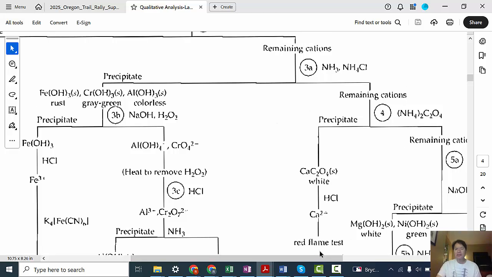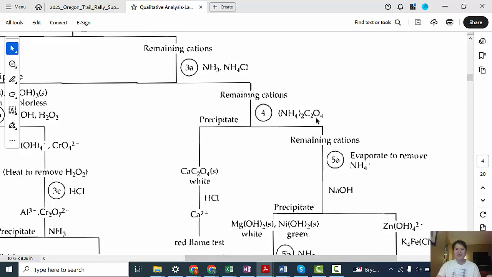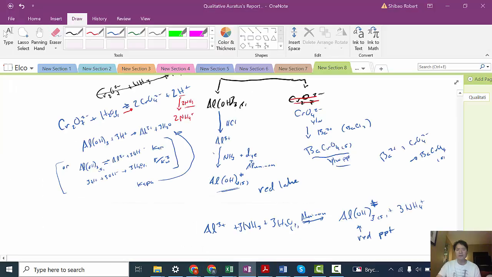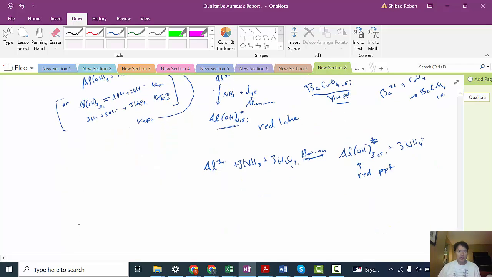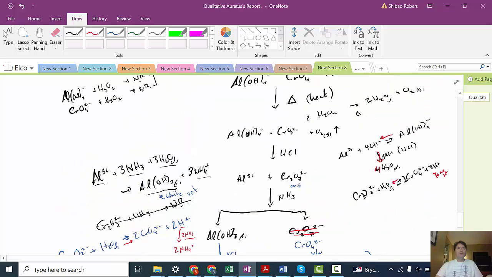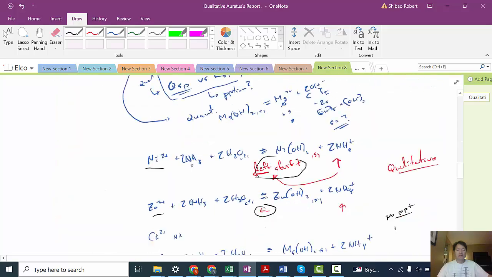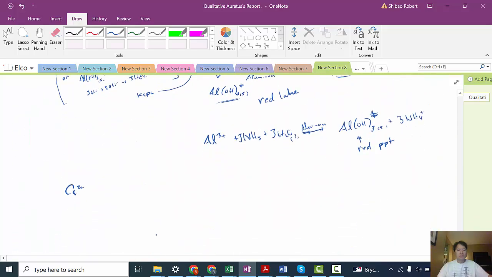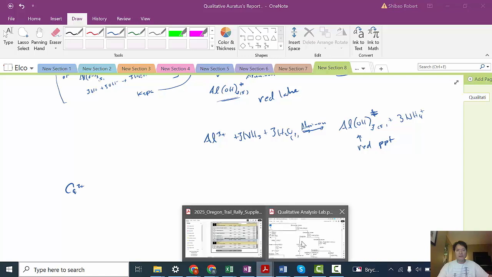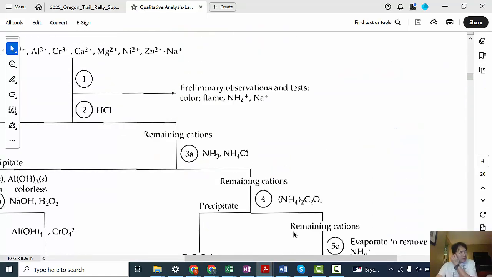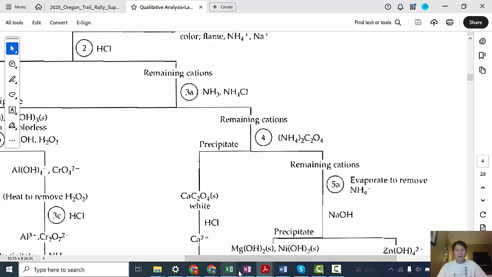Okay, so to those remaining, we're going to add ammonium oxalate, and the only one that's going to precipitate is calcium oxalate. So let's continue the reactions here, and I'll write it down. So the remaining ones, we're going to have calcium and, I'll just look on the other sheet here, magnesium, nickel, zinc, and sodium. Let's see if I can remember those.